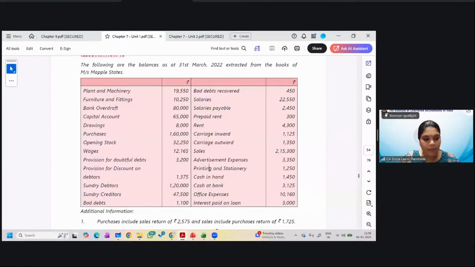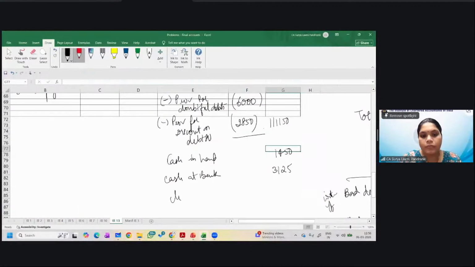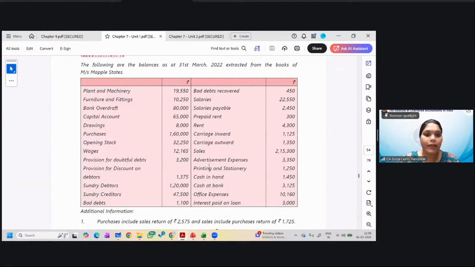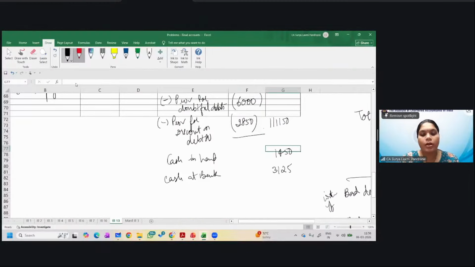Anything else that we missed? Just quickly check the account and see if we missed anything. Closing stock. Yes, that also we have to take. How much is the closing stock? We have calculated it, I think, in the trading account. How much is that?